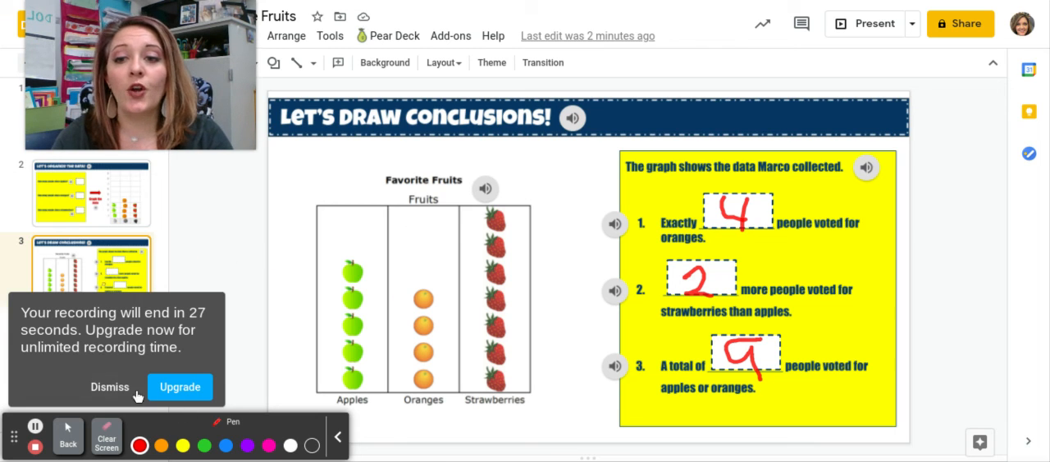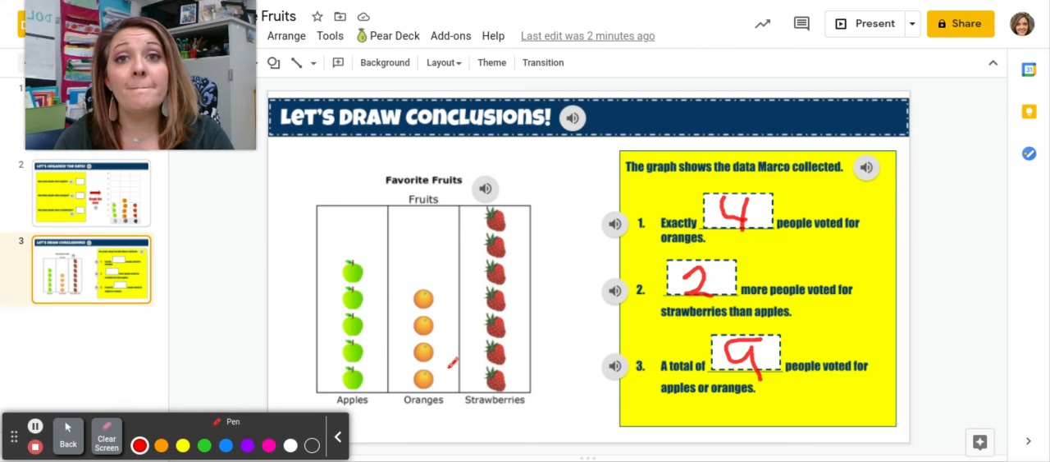So we used our graph to not only make a graph, but to read it and to answer questions. You're going to do the same thing today with gathering some information by taking a survey and creating a graph.